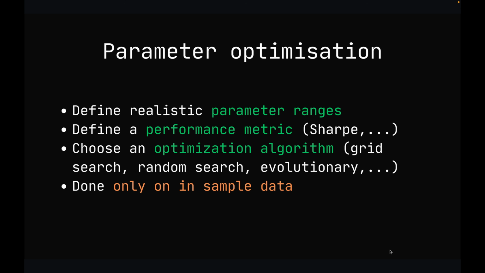So when you have a trading strategy idea, the whole optimization process comes down to three steps. First, you define your parameter ranges, which should be realistic and not too fine. So just define a coarse grid of parameters. Then you will choose a performance metric, which we'll see later. And you will use an optimization algorithm to explore the parameter space and hopefully find the best combination. This, of course, is done only on the in-sample data.